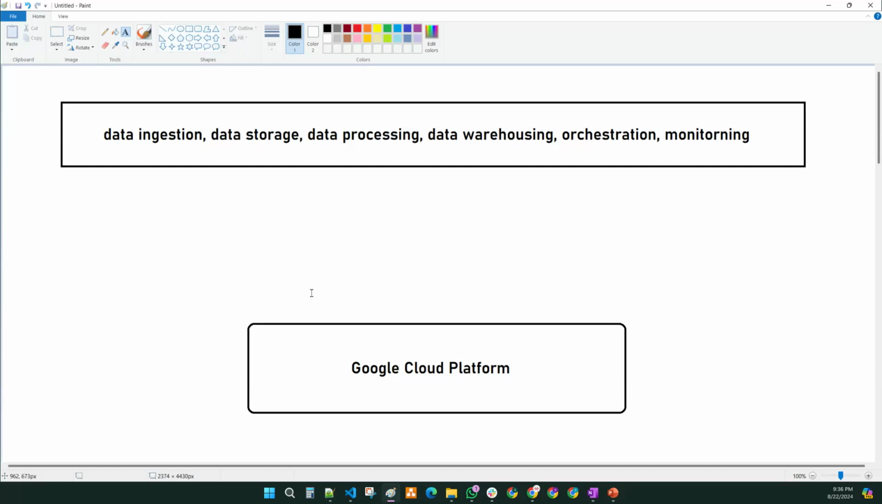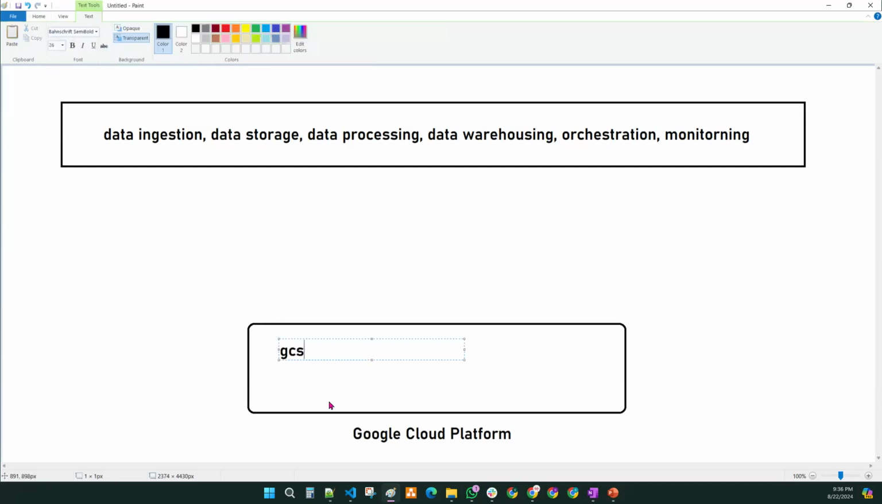Okay, so in Google Cloud Platform, we may be having plenty of services such as Google Cloud Storage, Cloud SQL, BigQuery, Dataproc, Dataflow, Airflow, and Data Fusion. Plenty of these services are available. Similarly, we have Pub/Sub and Cloud Functions. So these many services are available in the Google Cloud Platform, guys.